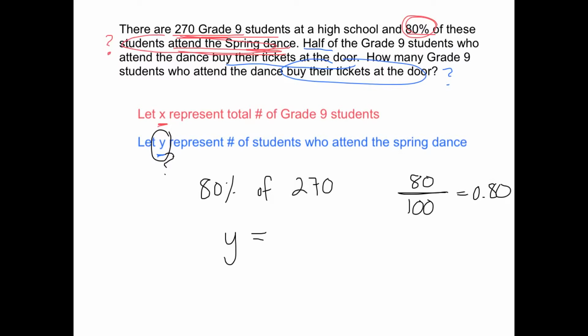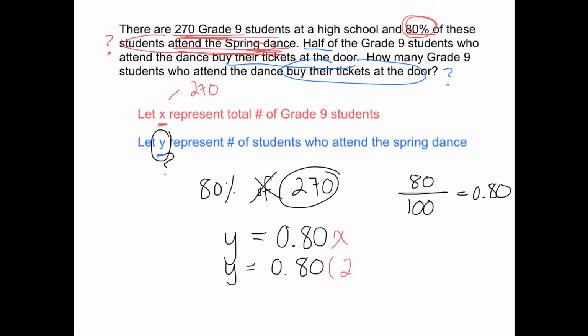So to figure out how many students attend the spring dance, I would take 0.80 and multiply it by the total number of students. Since we're using an algebraic equation, I'm going to put X here. X represents the total number of grade 9 students. That way, if the number of students ever changed, you could still calculate how many attended the dance. But since we do know the number in this case, let's replace X with the number 270, since that's how many students are at this school. Y is equal to 0.80 multiplied by 270.